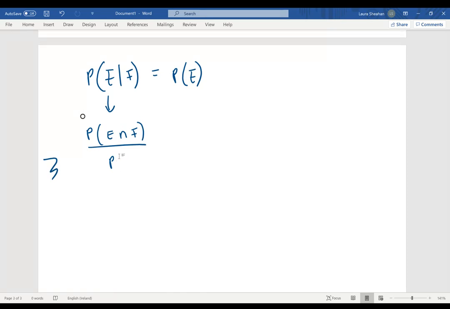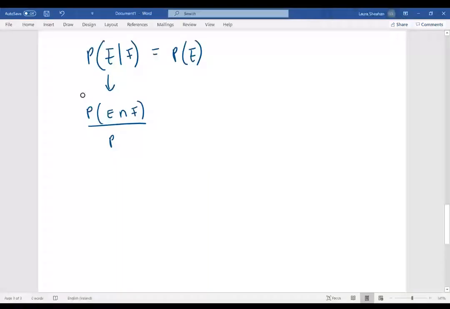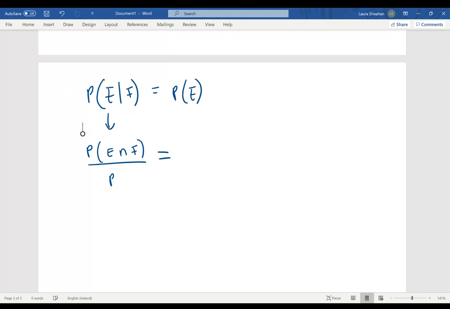Okay, I don't know what's going on here. Okay, it doesn't want to write there for some reason.